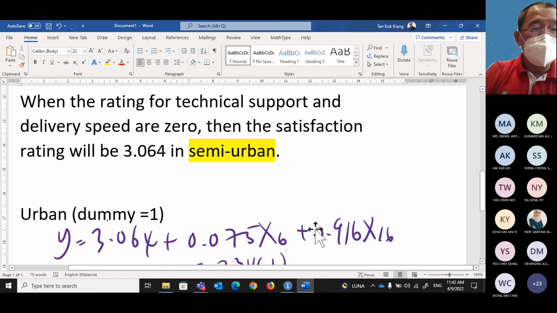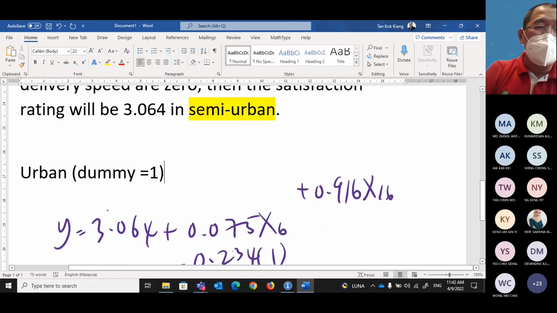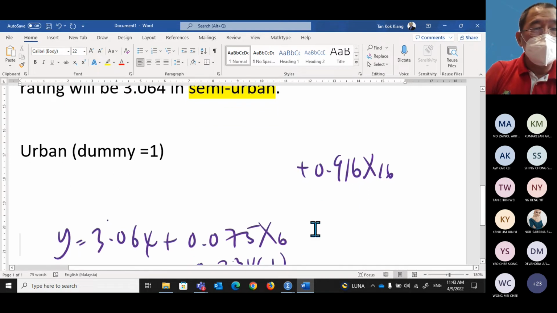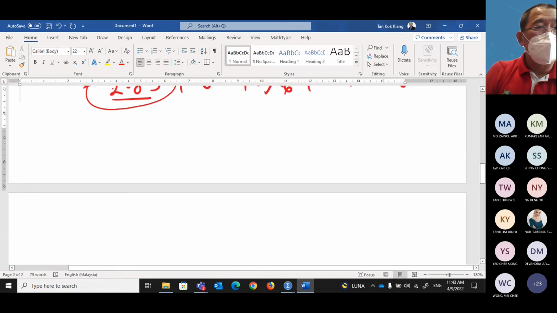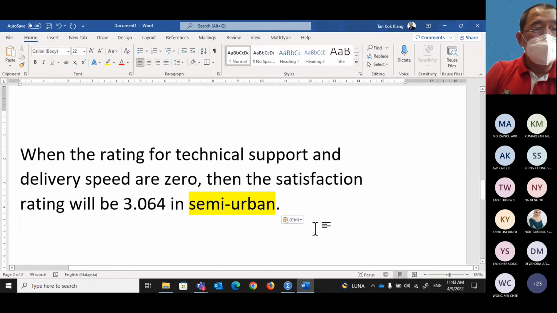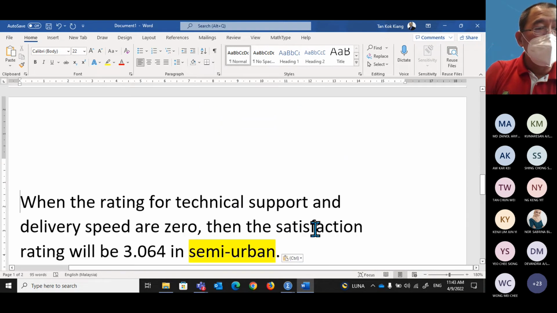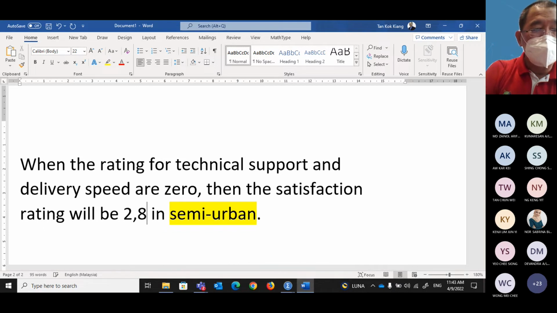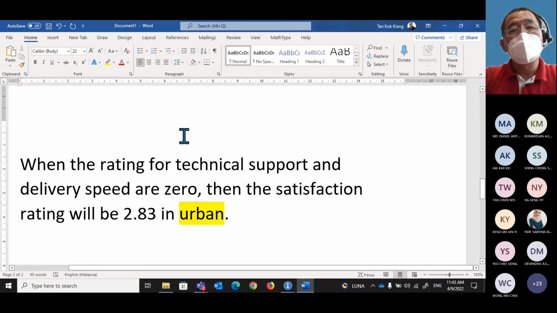But if you want to interpret the intercept or the constant, intercept and constant are the same thing. Let's say you want to interpret the constant for the urban, therefore it is like this, 2.83. So here you change to 2.83, and this is for urban. So that's it, for the dummy.